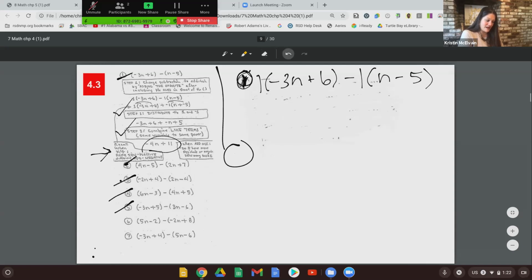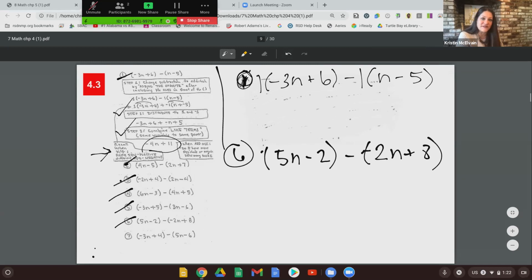Got too wild in my erasing. Okay, number 6. 5n minus 2 minus 2n, oops, I'm sorry, negative 2n plus 8. All right, we've got a negative in a different spot. We're going to distribute a 1 and a negative 1 here and here, here and here.